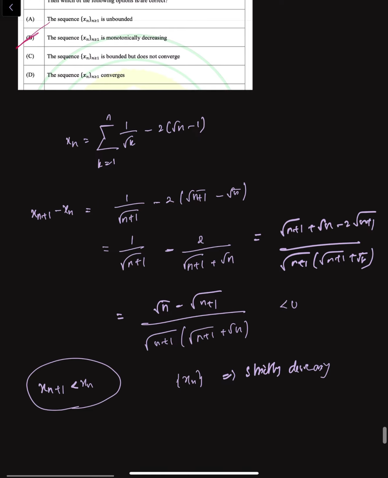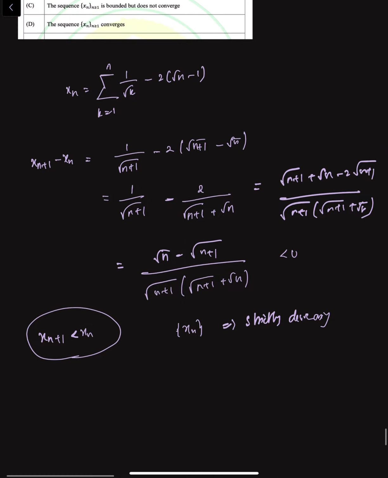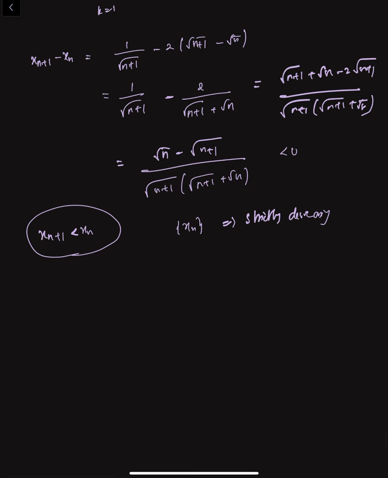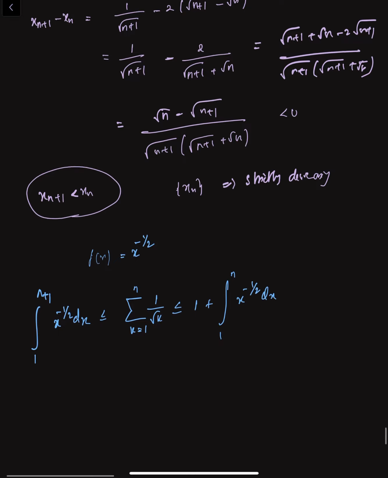Now, regarding the boundedness, if we consider the function f of x as x to the power minus 1 by 2, then this integral from 1 to n plus 1 of x to the power minus 1 by 2 dx is always less than summation k equals 1 to n 1 by square root of k, which is always less than 1 plus integral 1 to n of x to the power minus 1 by 2 dx.